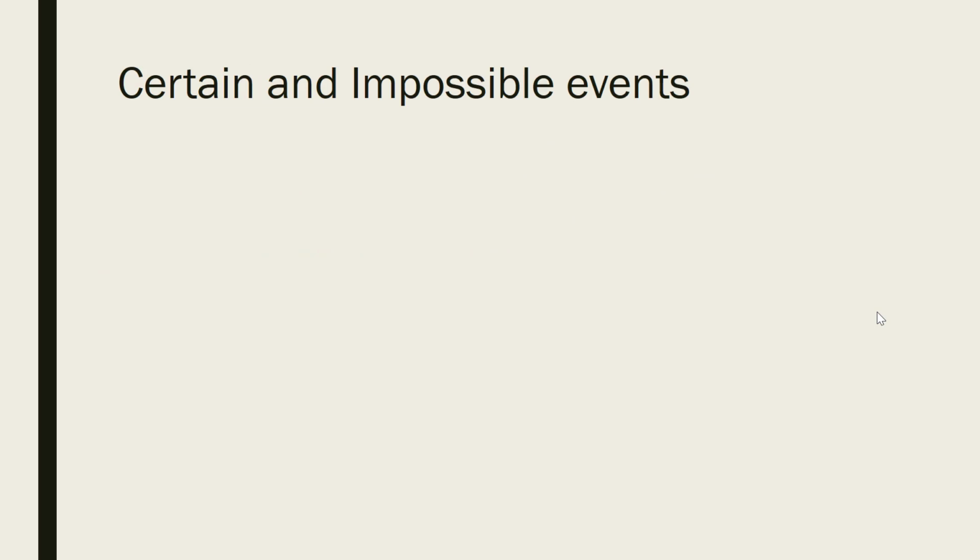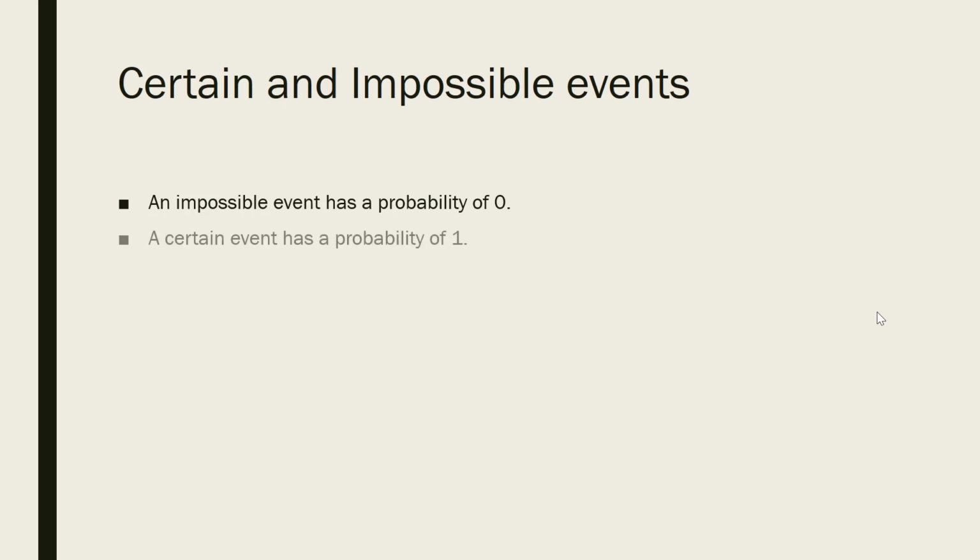Next, we're going to talk about certain and impossible events. So these go along with those probabilities we just discussed. An impossible event has a probability of 0. A certain event has a probability of 1. The probability of any event must be between 0 and 1. We will never have a probability that is negative or that is greater than 1. In the course of this chapter, if you compute a probability and get an answer that is negative or greater than 1, you have made a mistake and you should check your work.